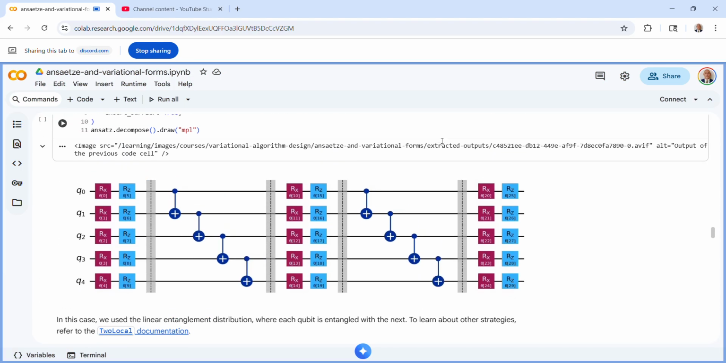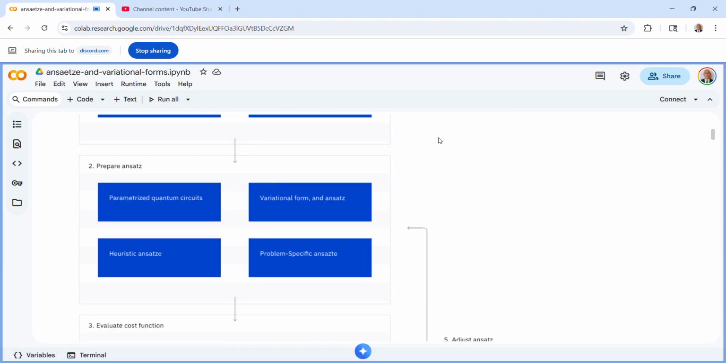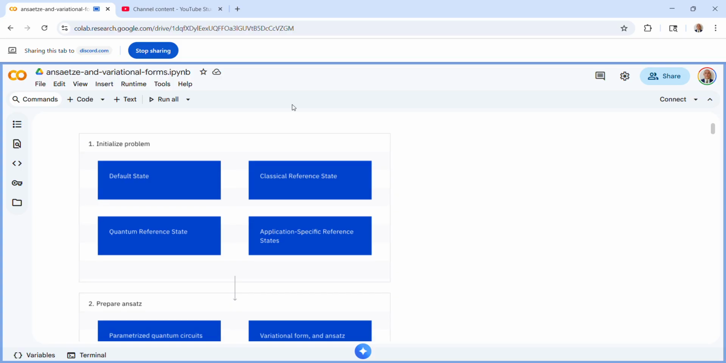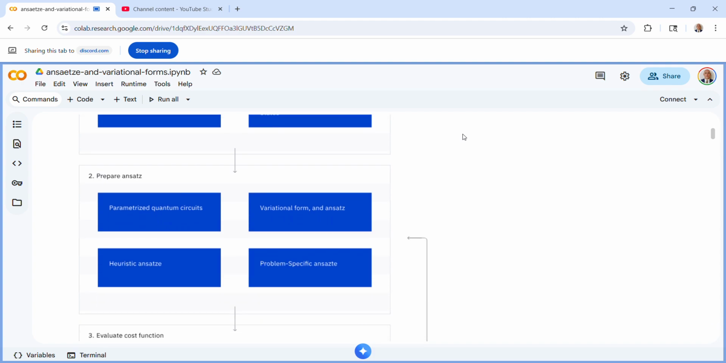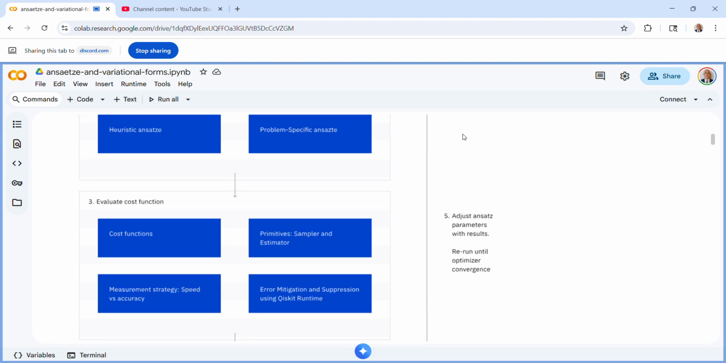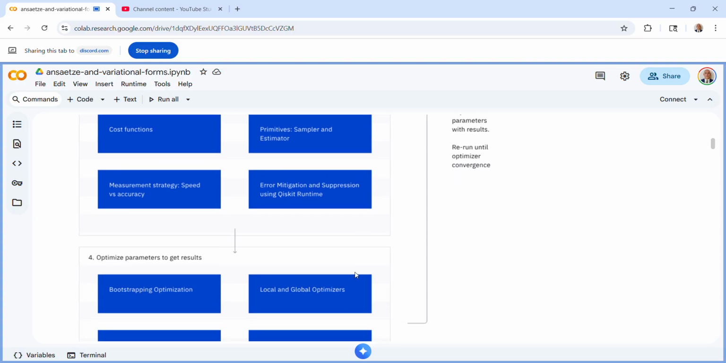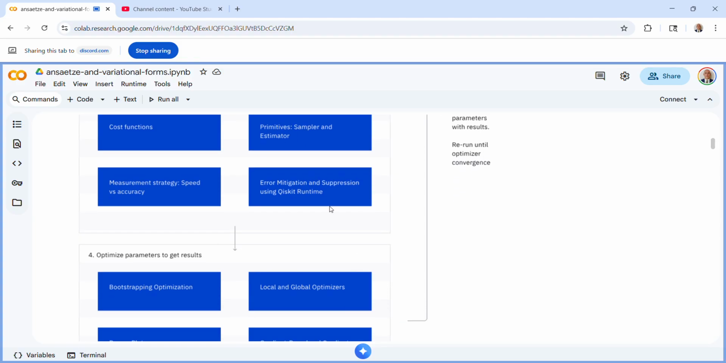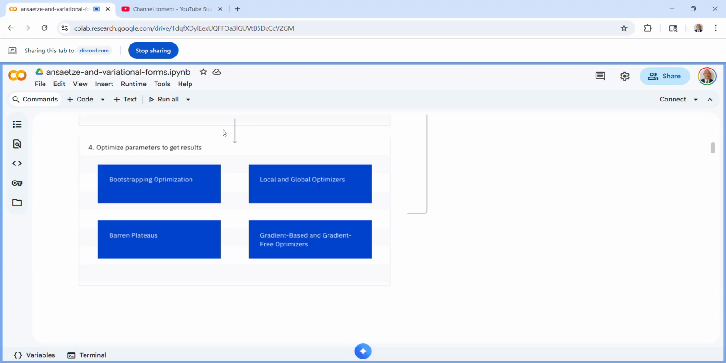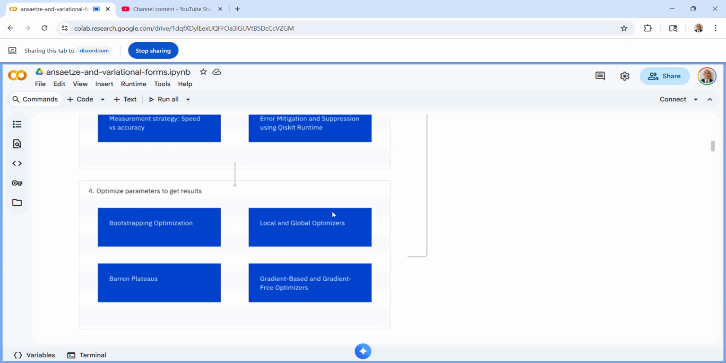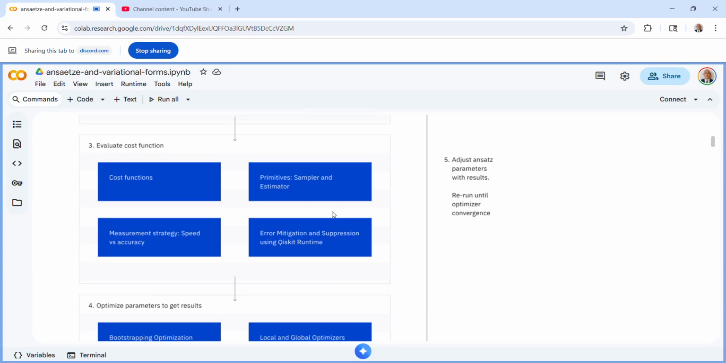All right, we're going to initialize our problem, where we're going to encode our reference state, where we're starting from. We'll prepare our ansatz. After that, we'll evaluate the cost function. So we'll measure our cost, what the output of our circuit is, but then we need to optimize these parameters. So this is the handing back and forth between the quantum and classical.